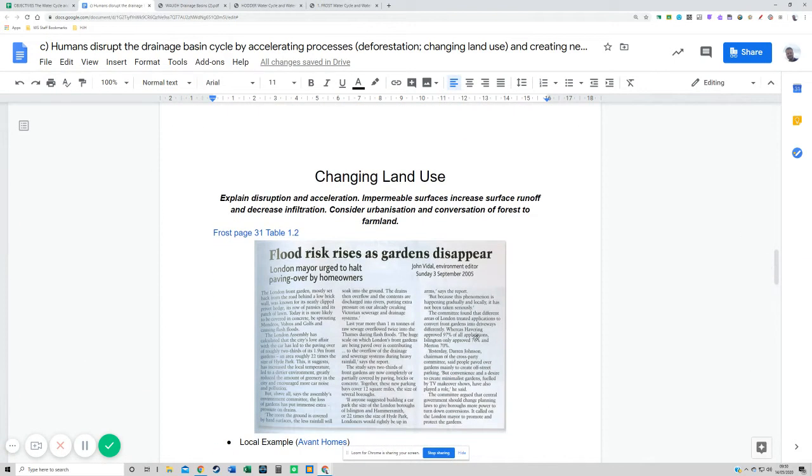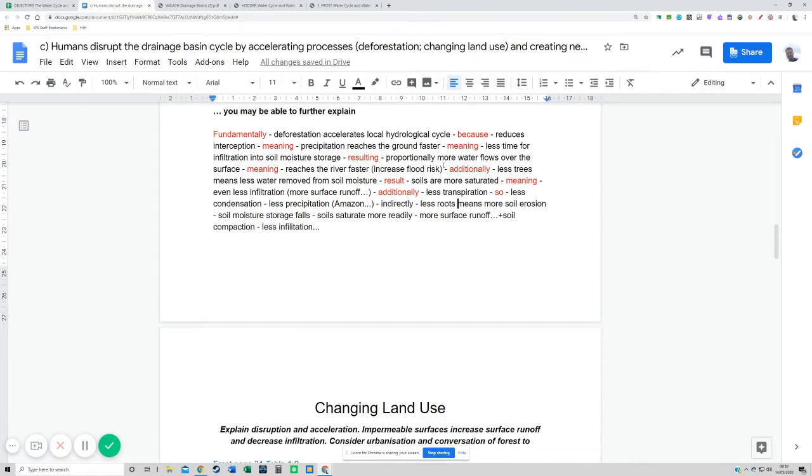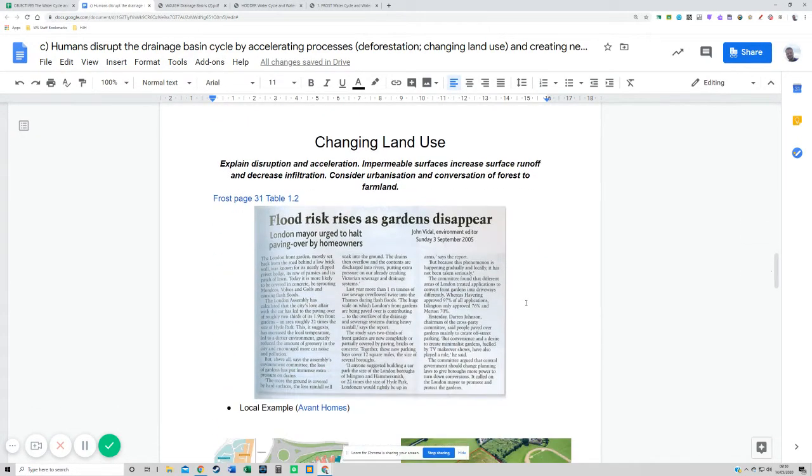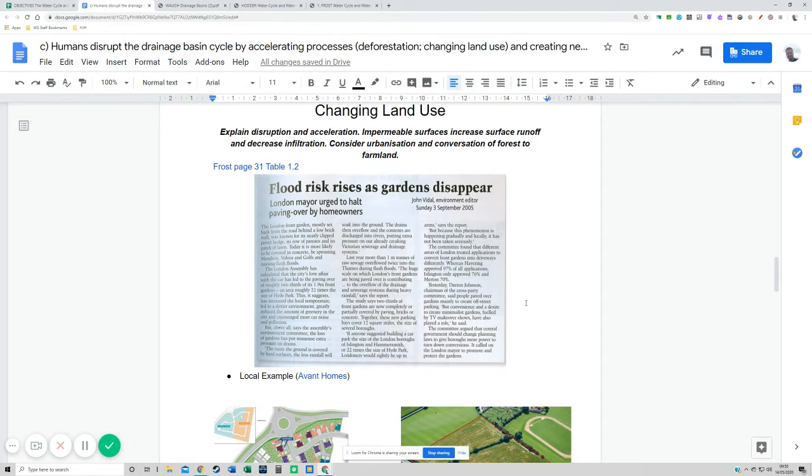And then a similar thing is true of land use. Now I would write a paragraph a little bit like this for land use changes. Now clearly, if you're changing a forest area to cattle farming, you can apply what you've just said.